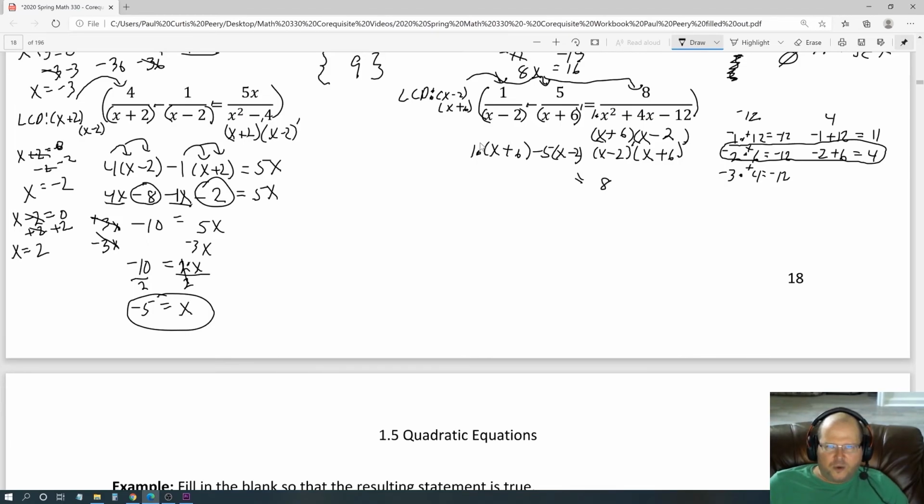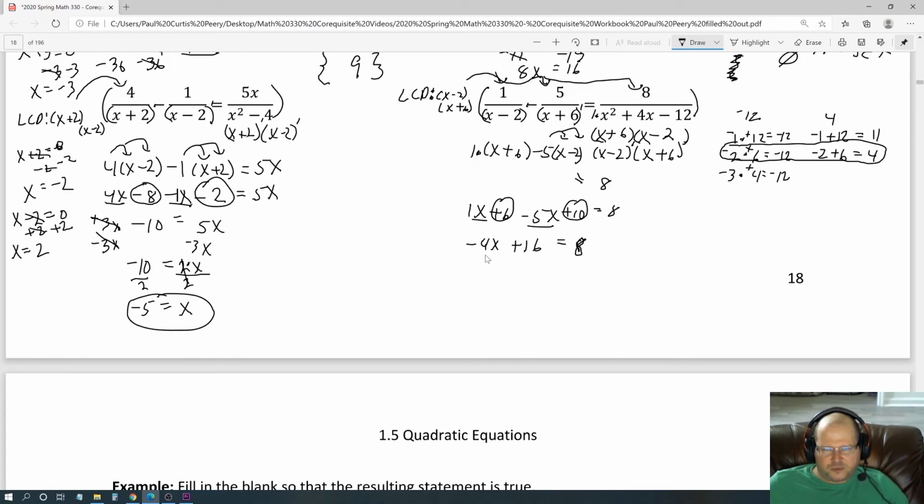Next, we distribute. 1 times x plus 6 is simply going to be x plus 6 minus negative 5 times x, which is going to be negative 5x. Negative 5 times negative 2 is going to be plus 10. We keep the x. After distribution, we combine like terms. We have an x minus 5x, so that's 1 minus 5, or negative 4x. So we have a 6 plus a 10, which will give me plus 16. We keep the 8 on the right.